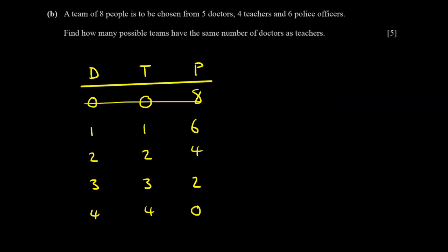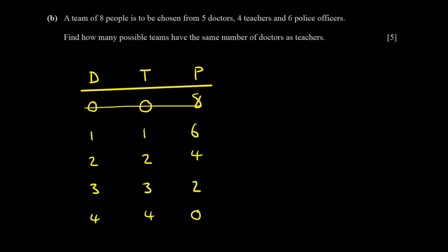Okay, so I think that's probably the best way of laying out the information. And so then what we've got to do is fill that up. So we can ask, how many ways can we choose 1 doctor, or 2, 3, or 4 doctors? Well, we're choosing from 5 doctors in total. So the number of ways of choosing 1 doctor would be 5C1. How many ways could I choose 1 teacher? That would be 4C1 because we're choosing from 4. And how many ways could I choose 6 police officers? That would be 6C6, because I'm choosing 6 officers from 6 officers.